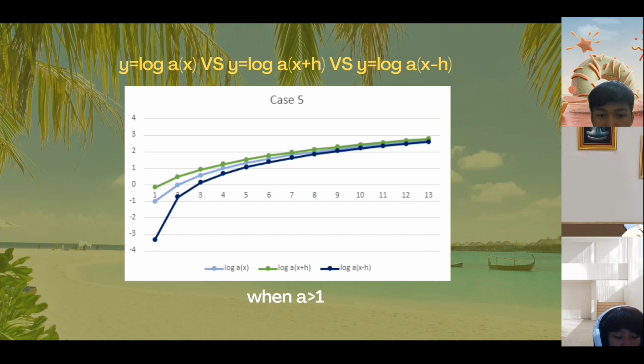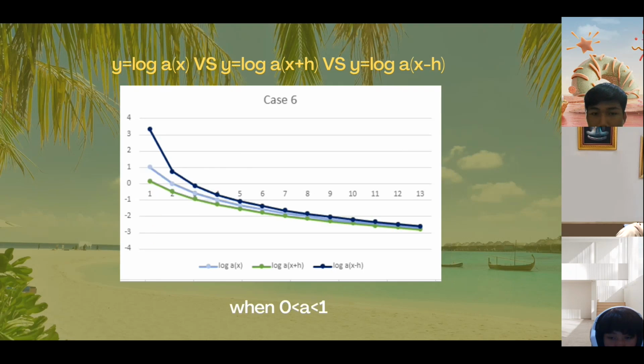So now we come to case 5. The value of A is 2 and the value of H is 0.4. The base of the 3 lines goes up and the slope goes down. And last but not least, we come to case 6. The value of A is 0.5 and the value of N is 0.4. So the base goes down and the slope goes up.